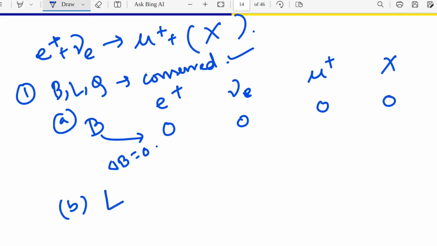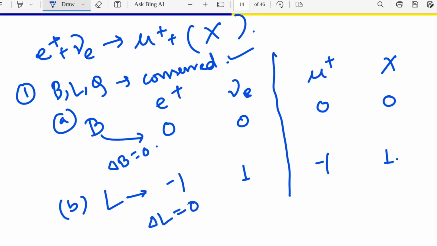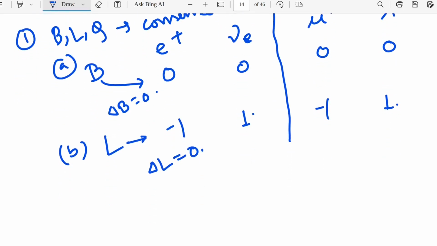Now coming to L. L means lepton number. This lepton number is any of the electron type, muon type, or tau type. So here e+ has lepton number -1. νe has lepton number +1. And what is μ+? μ+ has lepton number -1. Then what should be the lepton number for x? It should be +1. Otherwise delta L would not be 0. You can see -1 +1 -1 +1. So we have one conclusion from this: B of x is 0, L of x is 1.